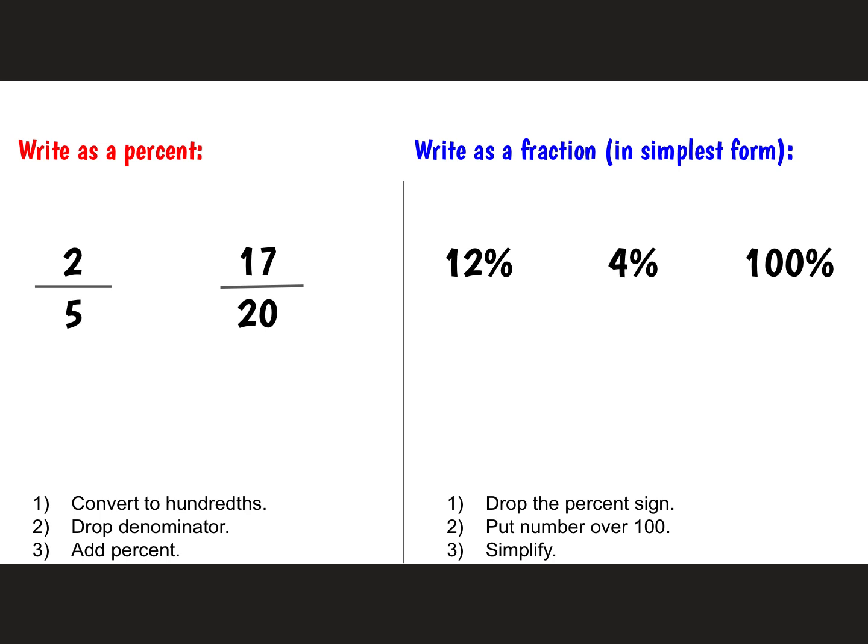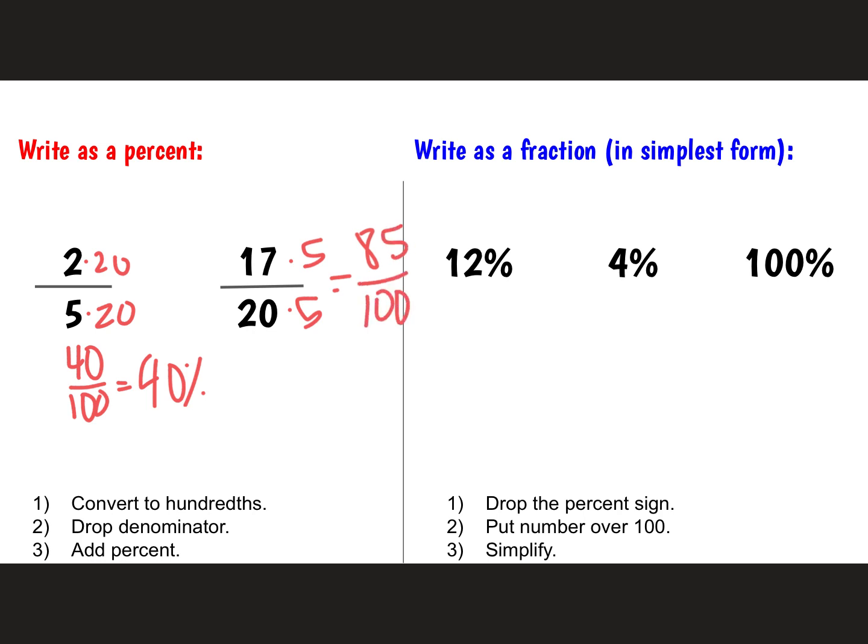Couple more for you to try on your own. So pause, try them, and then watch through. 2/5 I can multiply by 20 to get to 100, which would become 40 over 100. And then it's just your numerator as the answer, 40%. Next one, 20 times 5 is 100. 17 times 5 then was 85 over 100, which is 85%.